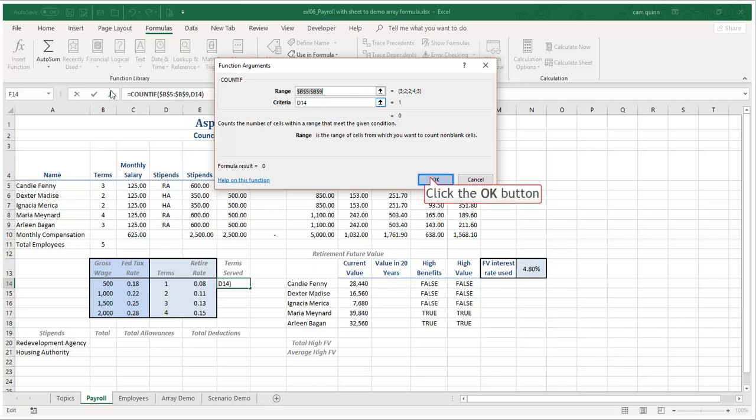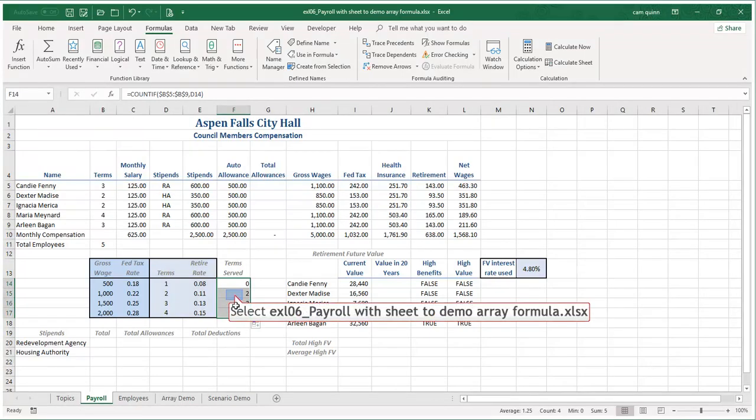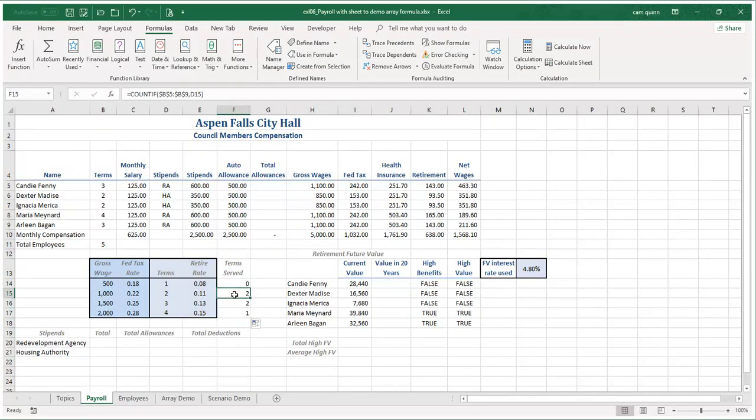So now when I copy this down, this one here is looking in B5 to B9 for whatever happens to be in D15, which is the number 2. So it's pulling off that there are 2 people with 2 terms, there are 2 people with 3 terms, and there is 1 person with 4 terms. Okay, so that's how the COUNTIF function works.